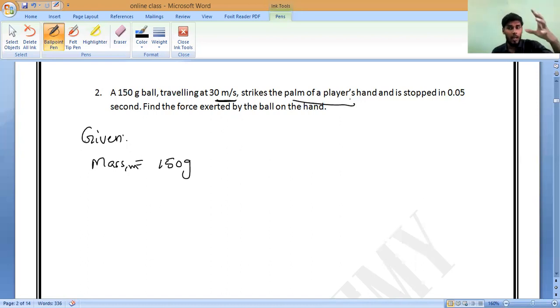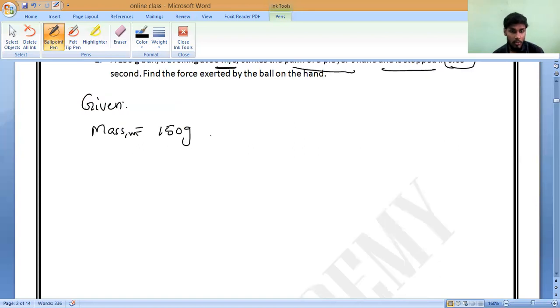Means the ball is coming and it is stopped. Stopped in the sense of what is the final velocity? 0 meter per second. Initial velocity 30 meter per second. Time taken 0.05 seconds. Now you see mass equals 150 grams.